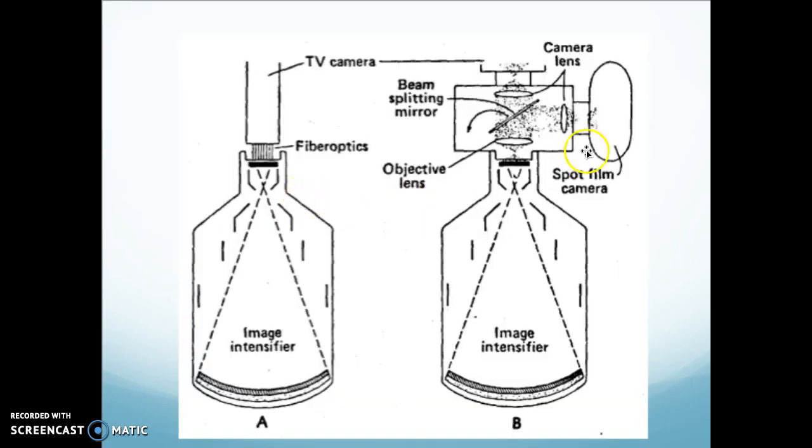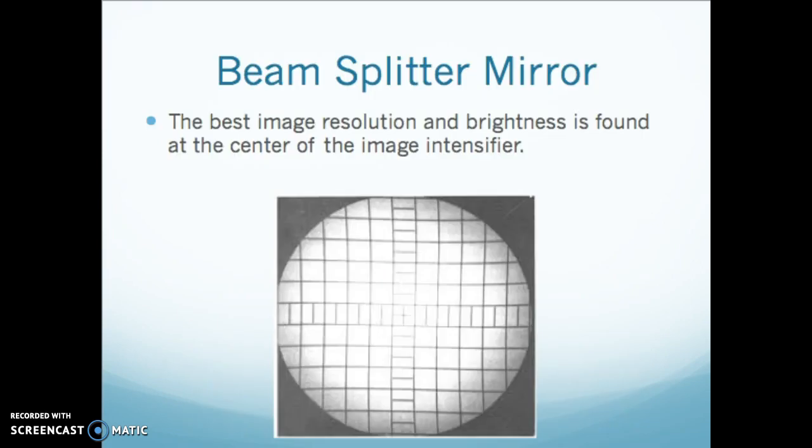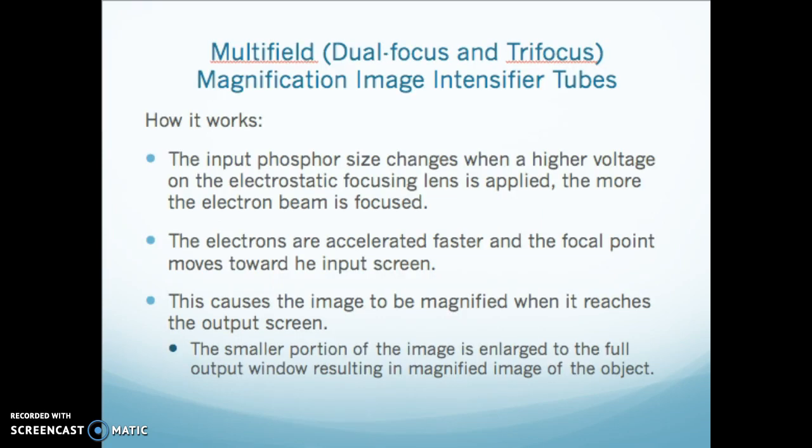So you can see here you've got a mirror so that you can expose. I have worked on a machine like this, very old. Beam splitter mirror, the best resolution and the brightness is found at the center of the image. Yes, of course. Okay, so here we go into the magnification image intensifier tubes, how it works.